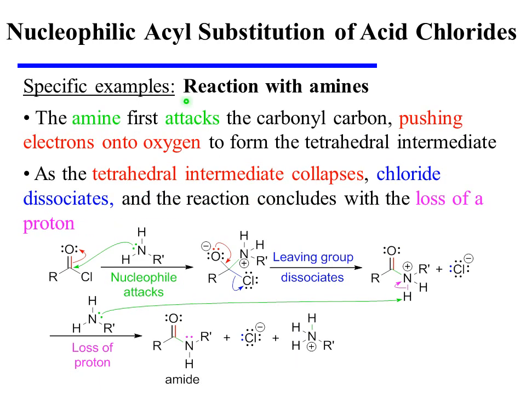Finally, acid chlorides may also undergo reaction with amines. The amine serves as the nucleophile and first attacks the carbonyl carbon, pushing electrons onto oxygen so as to form a tetrahedral intermediate. The tetrahedral intermediate then collapses, expelling chloride as a leaving group. Finally, the reaction concludes with the loss of a proton so as to neutralize the charge on nitrogen, yielding an amide as the product of interest.